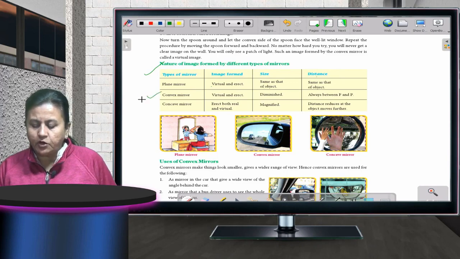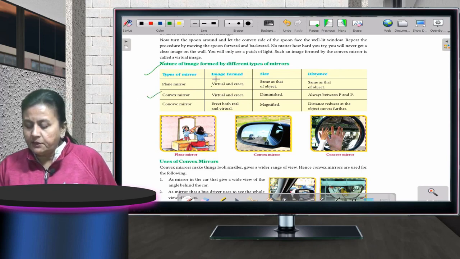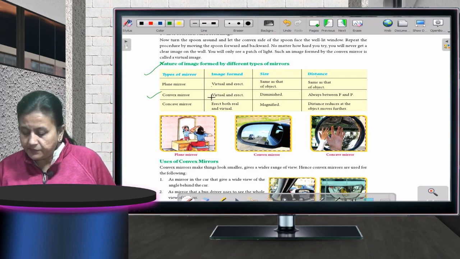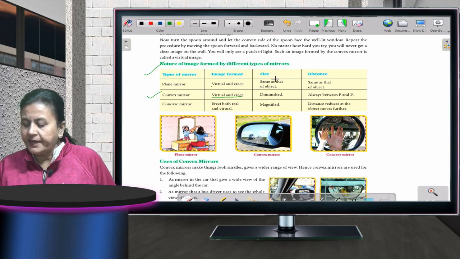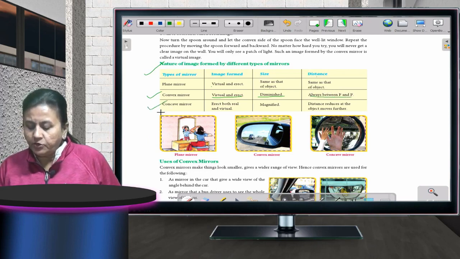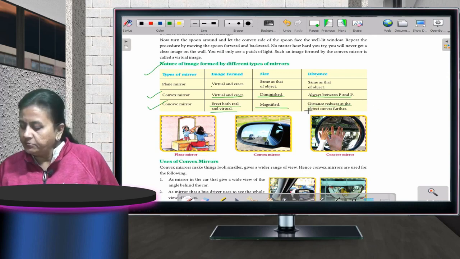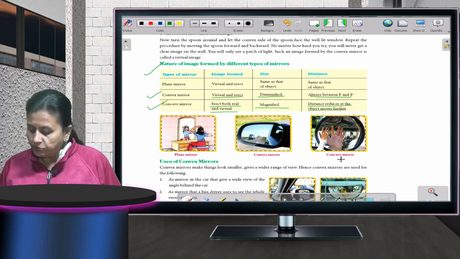If we talk about convex mirror, the image formed is virtual and erect, and size is diminished, means small. And where is it formed? It is formed between F and P. Now if I talk about concave mirror, the image formed is erect, both real and virtual. It is magnified. The image distance reduces as the object moves further. Fine children, this you can go through.